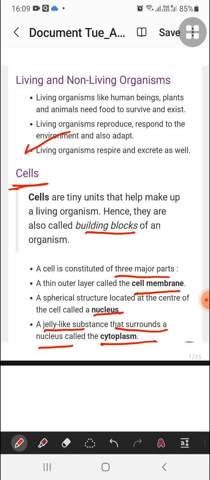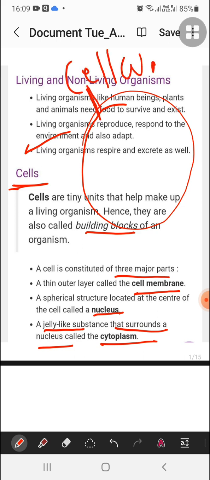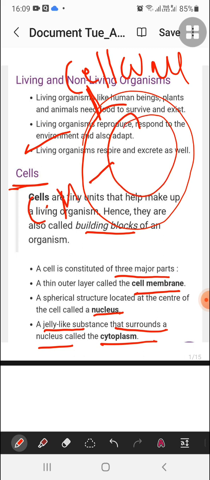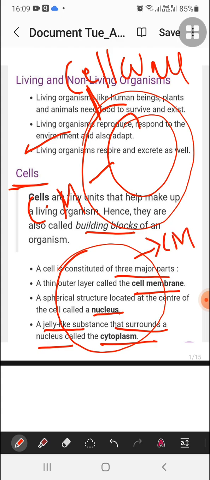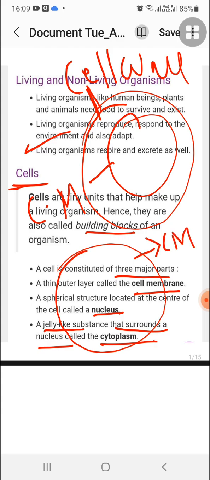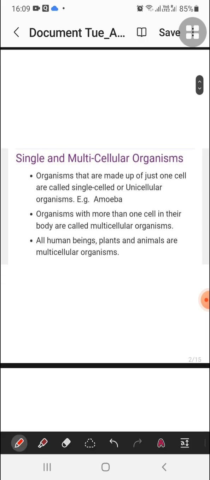In plants, there are 4 parts, and in animals there are 3 parts. First part in a plant is the cell wall. Then the second part is the cell membrane. In animals the cell wall is missing, so it is the cell membrane alone. Now let us move to the next page.